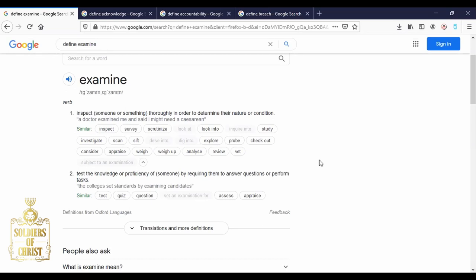It says inspect. To inspect, you must sit down and inspect, meaning investigate. Inspect someone or something. That means you have to sit down, it says thoroughly, in order to determine their nature or condition. So guess what? Each and every one of us, we have to sit down and thoroughly examine, to determine the nature of the crack, the nature of the breach, or the condition, how bad it is. How bad is the situation? You need to sit down and do that.